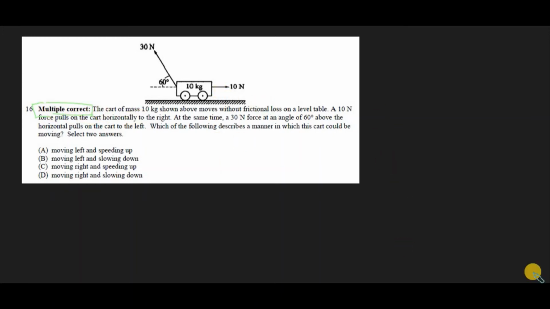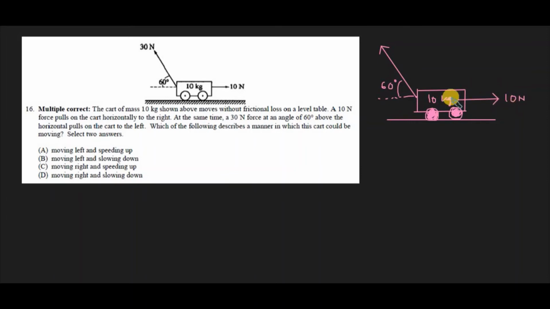Okay, so let's draw the diagram here. This is the diagram, with the 10 Newton force exerted. Now let's draw the free body diagram. So here the weight of the object would be downward, W, and the normal reaction force would be upward. This 30 Newton force is exerted at an angle of 60 degrees. So we can resolve this 30 Newton force into two components. The horizontal component is 30 cosine 60 degrees, and the vertical component is 30 sine 60 degrees.